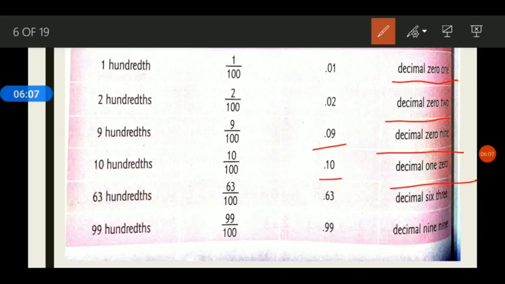It means in decimals we read the digits separately. We can't read 0.10 as decimal ten. We can't read it as decimal sixty-three. We can't read this as decimal ninety-nine. Understood? It will be wrong if you read like this.